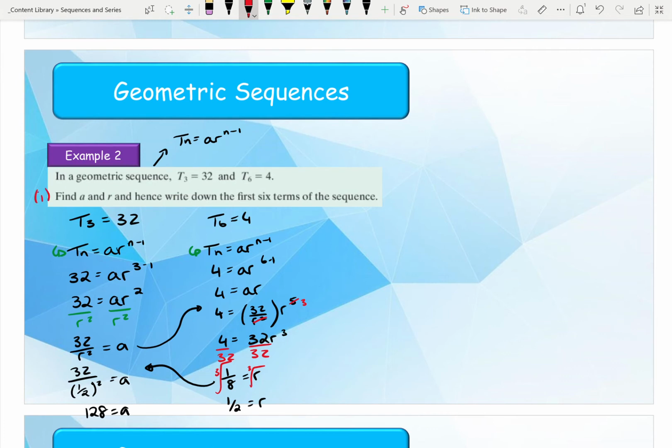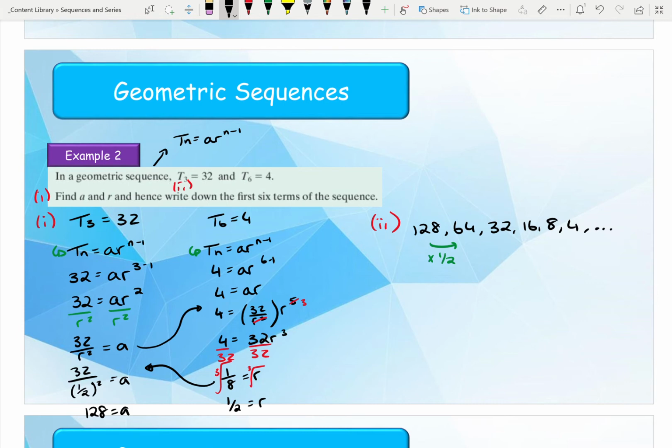And part 2 then says, hence write down the first 6 terms in the sequence. Well, again, I've found my first term now, which is that A is equal to 128. And I know that to go to my next term, what I need to do is multiply by my common ratio, which is a half. So I know that 128 times a half will give me 64, and I continue to times by a half. So 32, then 16, then 8, then 4, then... And we go from there.